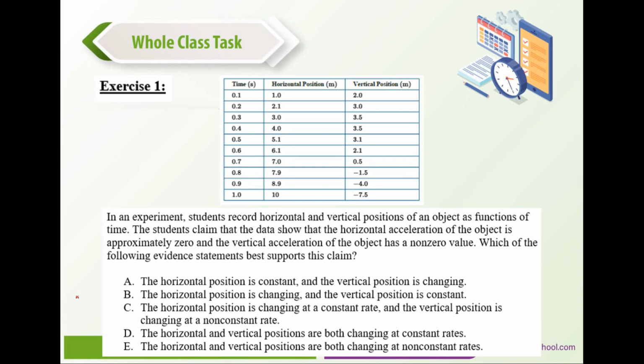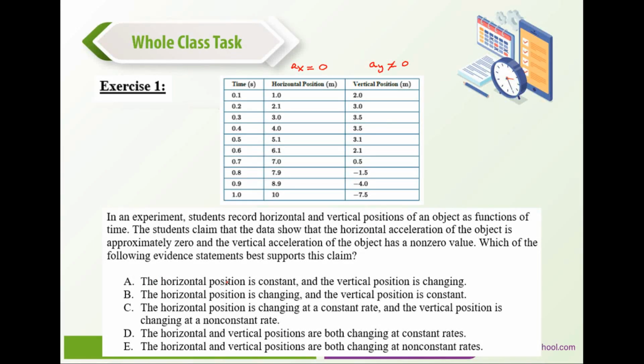Now exercise 1. In an experiment, students record the horizontal and vertical positions of an object as a function of time. The students claim that the data shows the horizontal acceleration of the object is approximately 0. So they're claiming that ax is 0. And the vertical acceleration of the object has a non-zero value, so ay is different than 0. They just said that ay is different than 0. They didn't say that ay is constant. Which of the following evidence statements best supports this claim?